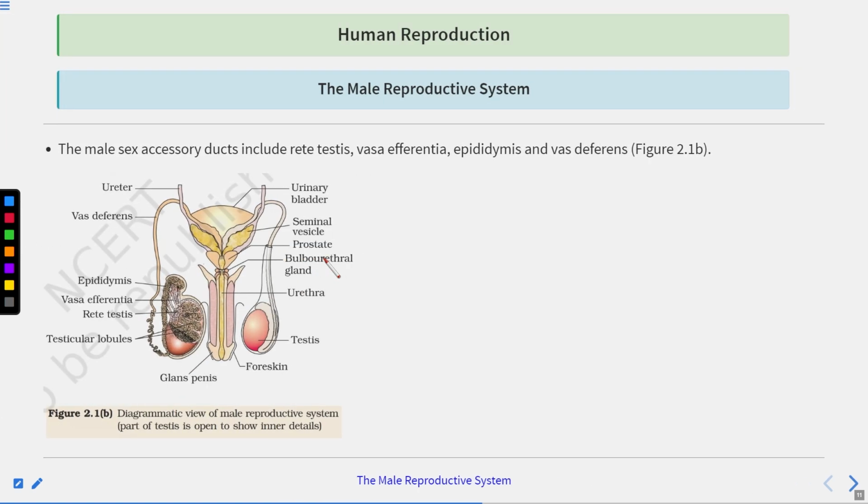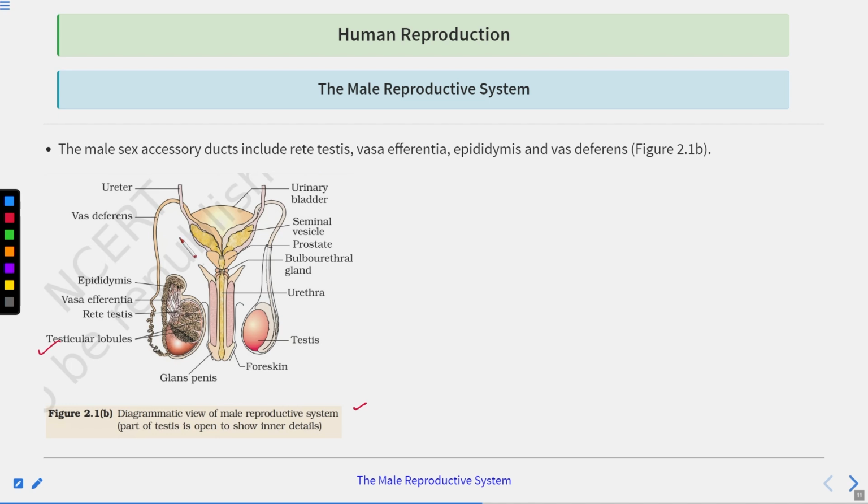Okay, again here you can see this is the male reproductive system. You can see different parts of the male reproductive system, and here they have shown you a part of the testis opened to show you the inner details. Now you can understand it consists of testicular lobules, which consist of the seminiferous tubules. And we have already discussed the seminiferous tubule, what type of cells are present inside and what type of cells are present outside.